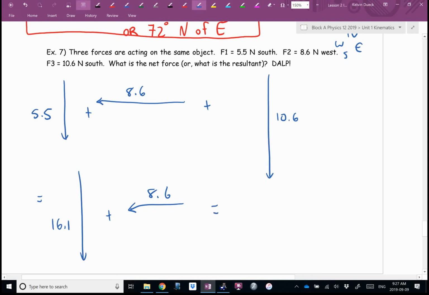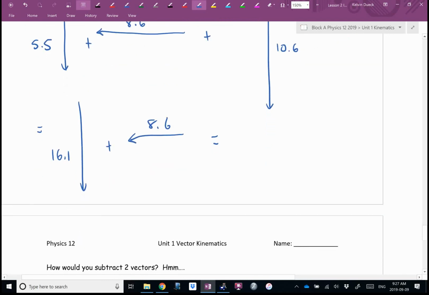If I want to add these two together, how would I draw them? Tip to tail. You can either go 16.1 down and then 8.6 left, or you can go 8.6 left and then 16.1 down. You can start to see why it might be handier, depending on how much room you have on your page, to go in one order or another. But if you have a choice, go in the same order that I've written them, because that way all of our diagrams look the same.